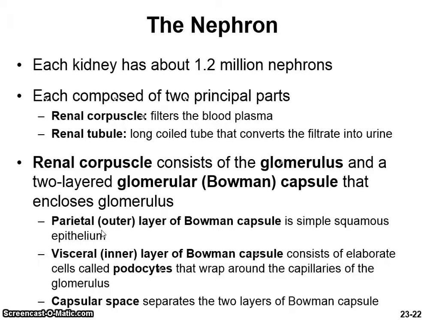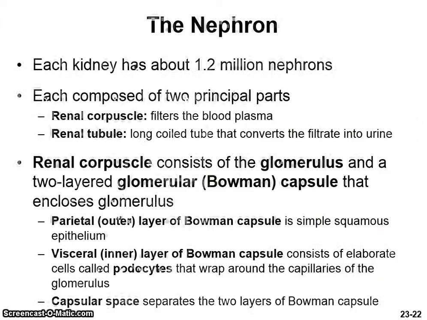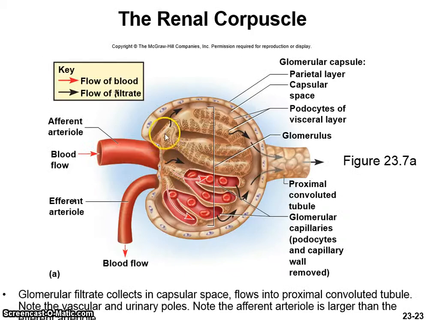So each is composed of two principal parts: the renal corpuscle, which filters the blood plasma, and then we have the renal tubule, which is the long coiled tube that converts the filtrate into urine. So the corpuscle is going to be this part right here, and the tubule is going to be all of this. So the renal corpuscle consists of the glomerulus and the two-layered glomerular Bowman capsule that encloses the glomerulus. So the first two layers, the picture is going to be much better.